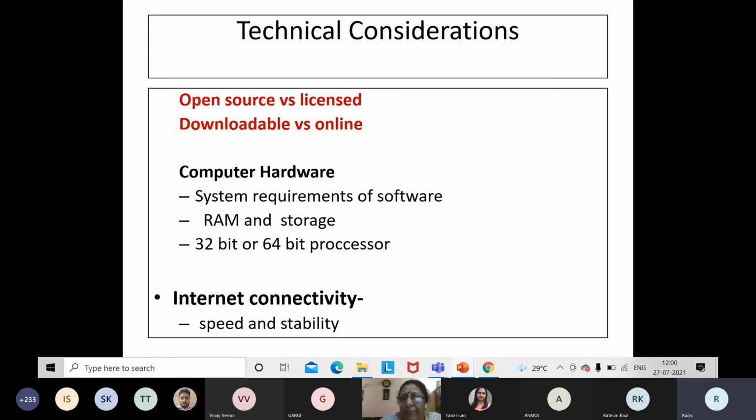Nowadays, there are many online softwares. Even if you intend using online softwares for your analysis, in that case, internet connectivity, the speed is very important, and the stability of your internet.